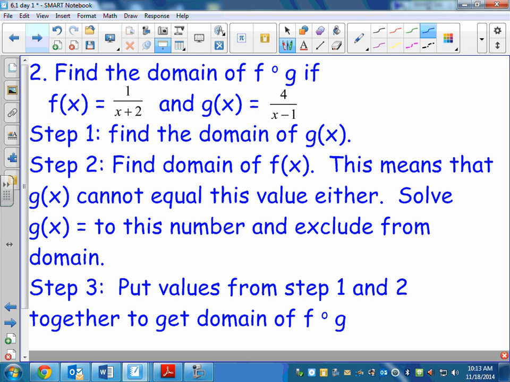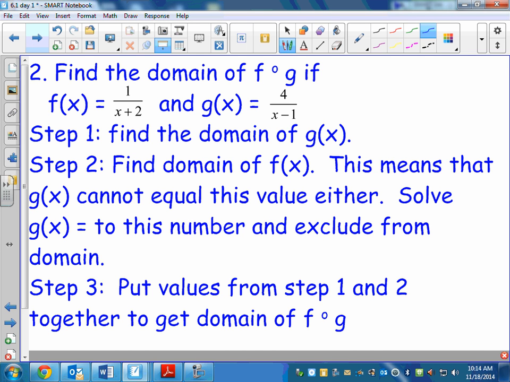But if they give you two functions and they tell you to find the domain of the composition, one thing you could do is you could actually just do the composition. You could do f of g of x, but with fractions it gets a little crazy. You got to get common denominators. We'll actually do that tomorrow. And we'll talk about, is it easier just to actually find the f of g? But if you don't want to actually do the composition, these are the steps you have to follow.